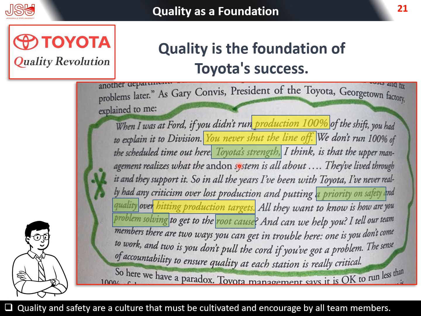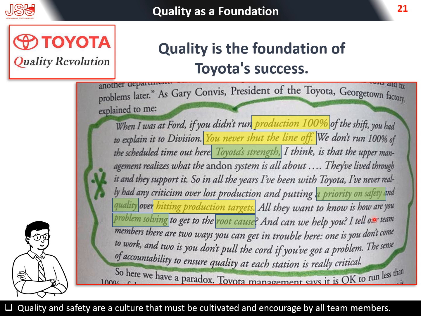Toyota's strength, I think, is that the upper management realizes what the Andon system is all about. They have lived through it and they support it. So in all the years I have been with Toyota, I have never really had any criticisms over lost production and putting a priority on safety and quality over hitting production targets.